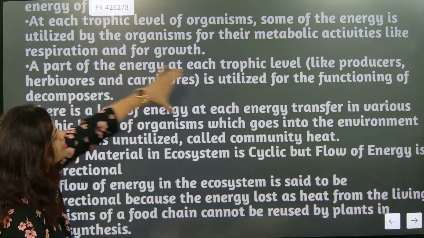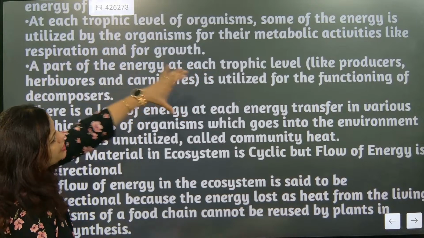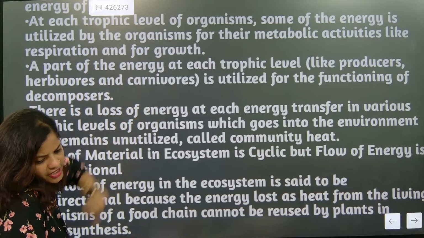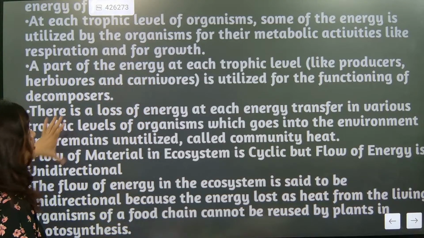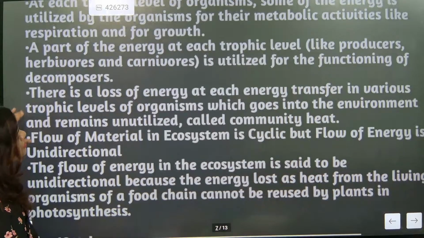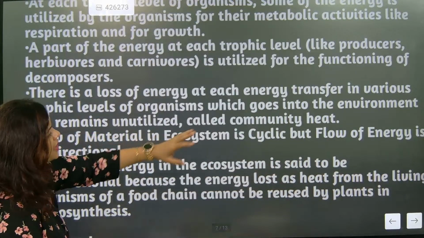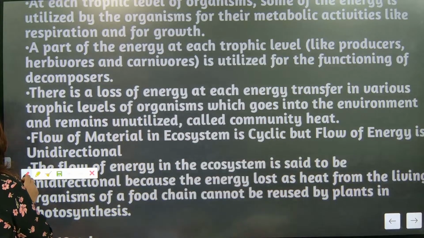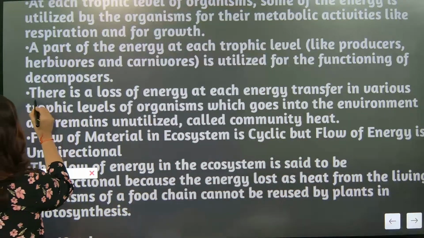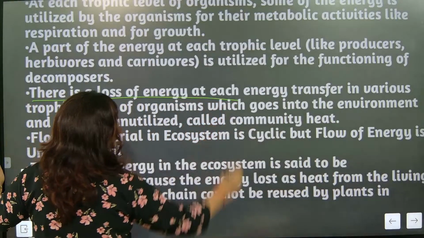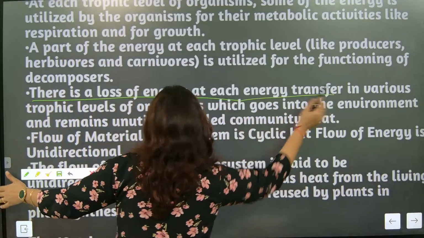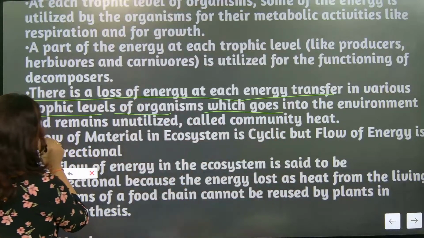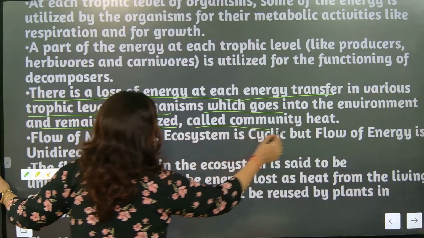So one thing is there. When you are eaten by some other organism, they will use your energy. How much energy can they use? Only 10%. I'm just underlining this important content, please remember this section. There is a loss of energy at each energy transfer in various trophic levels of organisms, which goes into the environment and remains unutilized. This is called community heat.